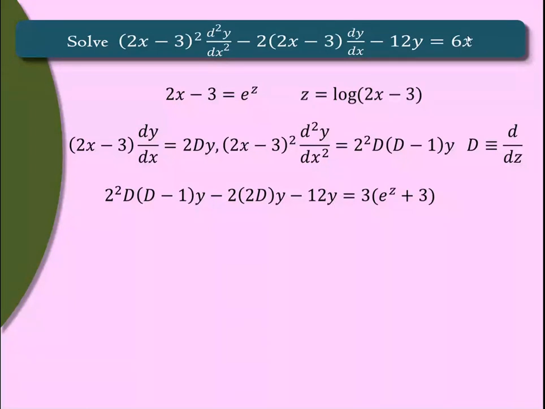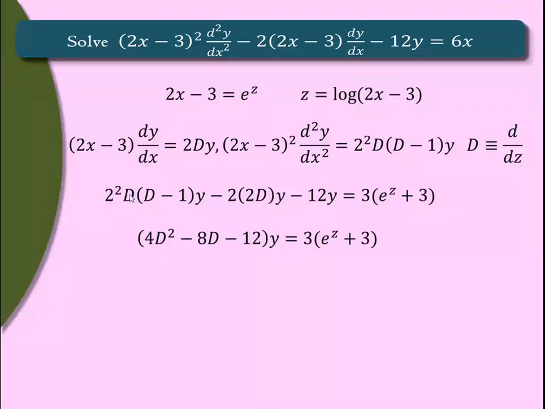Now this 6x, we have to do substitution for this in terms of z. So how can we do it? We can get the value of x by using this: x becomes (e raised to z plus 3) divided by 2. Or we can write 6x as 3 into 2x, and 2x we can get from this. What will be 2x? It will be e raised to z plus 3. So put that value over here: 6x will be 3 into 2x, and 2x is e raised to z plus 3. Now simplify it. Take y common from this, then collect all the terms together.